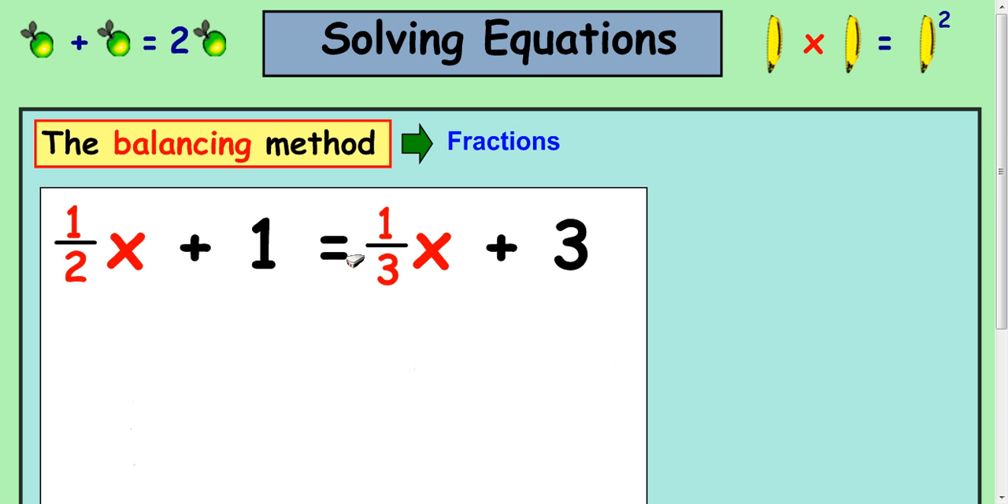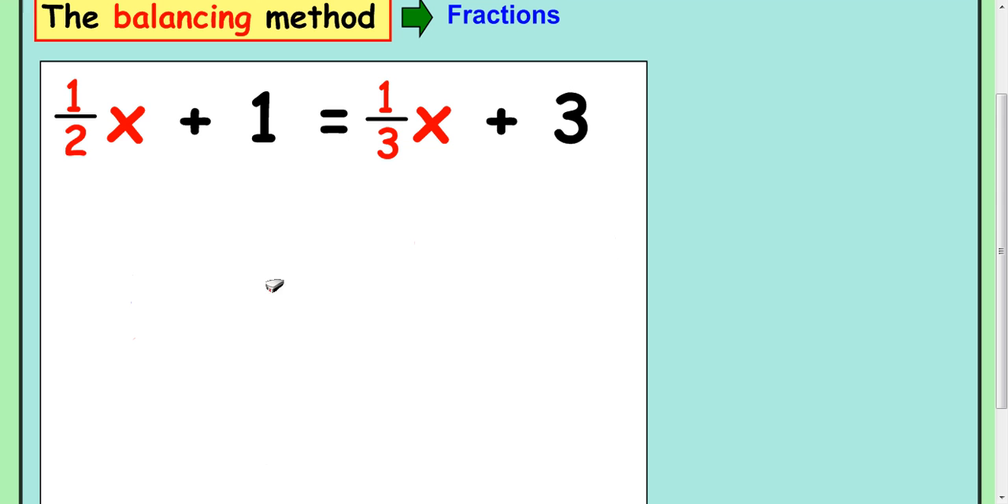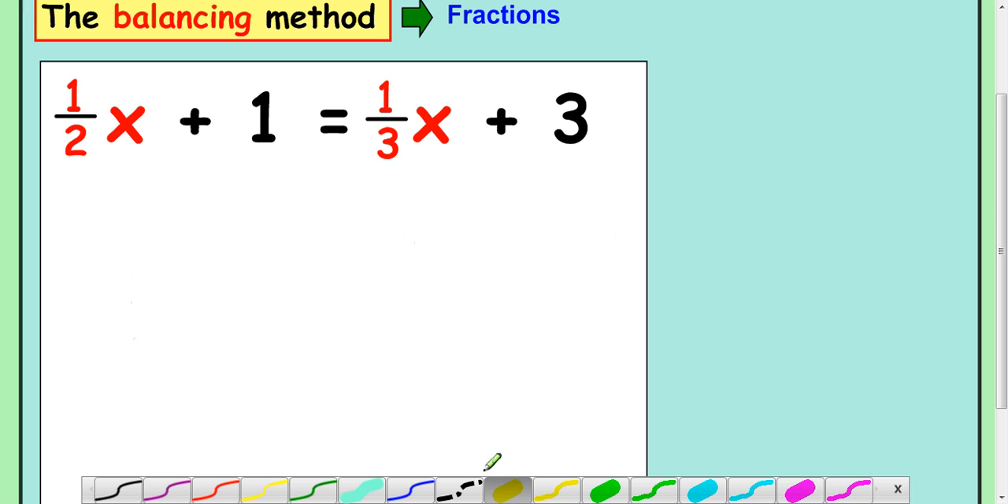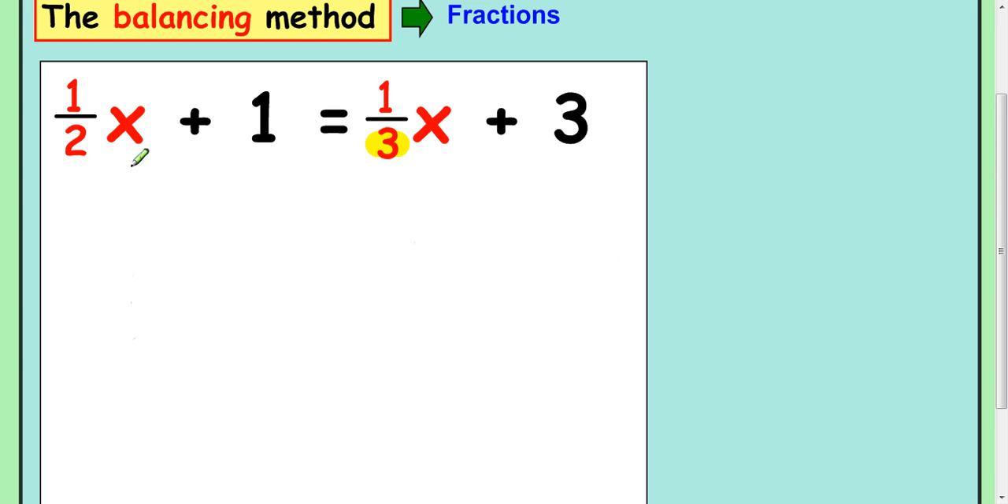Okay, we'll look at one more example. So we've got this equation here with 2 fractions in it. So same principles apply. Look at the denominators and think what the lowest common multiple is. So the lowest common multiple of 2 and 3 is just 2 times 3, which is 6. So times this by 6, this by 6, this by 6, and this by 6. Every single term needs to be multiplied to keep the equation balanced.